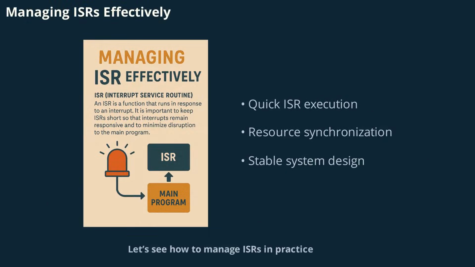Let's see how to manage ISRs in practice. A well-designed ISR should execute quickly and avoid complex logic. This minimizes the risk of interrupting other critical tasks. Preventing race conditions is also vital. Use synchronization techniques to ensure shared resources aren't accessed simultaneously by multiple routines. By prioritizing interrupts and nesting them only when necessary, you can maintain system stability and prevent unexpected behavior. These strategies are key to building robust embedded applications.